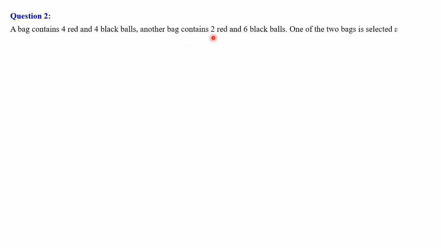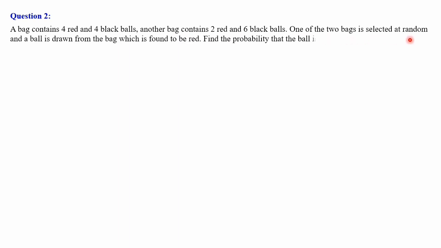Next we shall discuss question number 2. A bag contains 4 red and 4 black balls. Another bag contains 2 red and 6 black balls. One of the 2 bags is selected at random and a ball is drawn from the bag which is found to be red. Find the probability that the ball is drawn from the first bag. Quite clear it is a reverse probability, because we are asked to find the probability of choosing that red ball from the first bag.